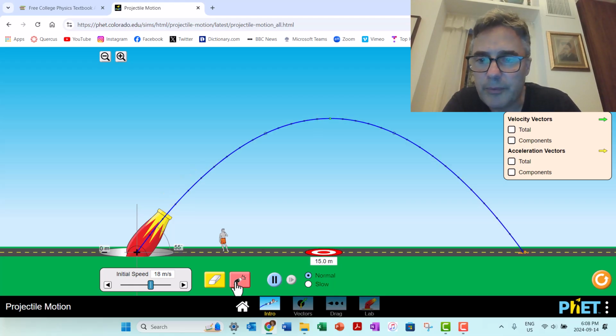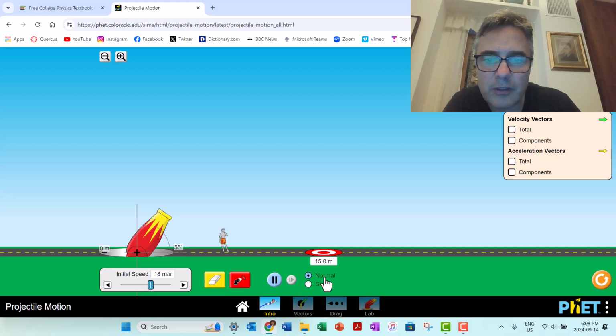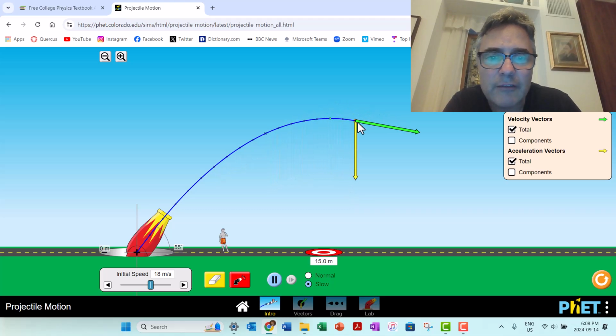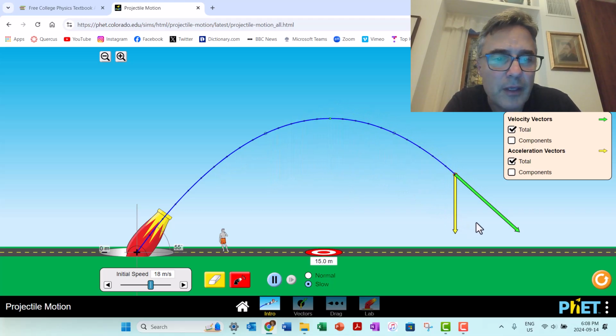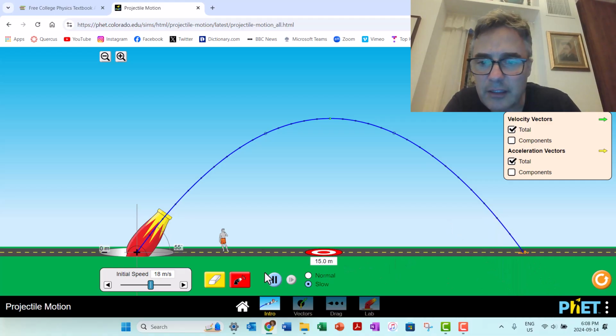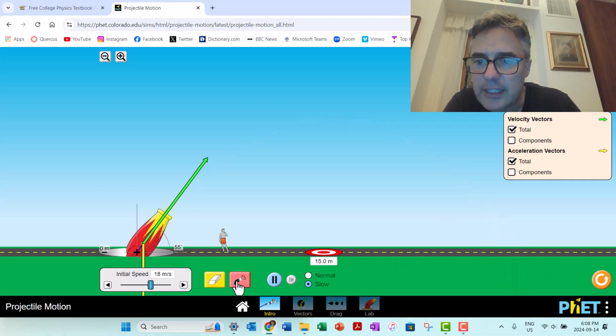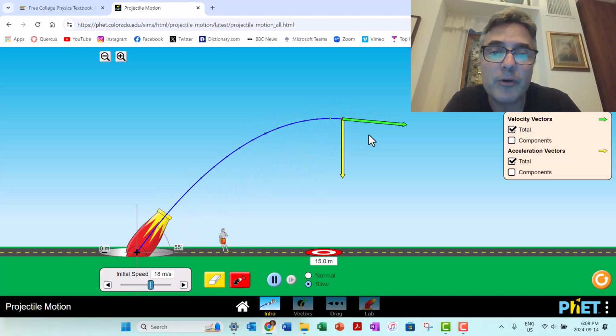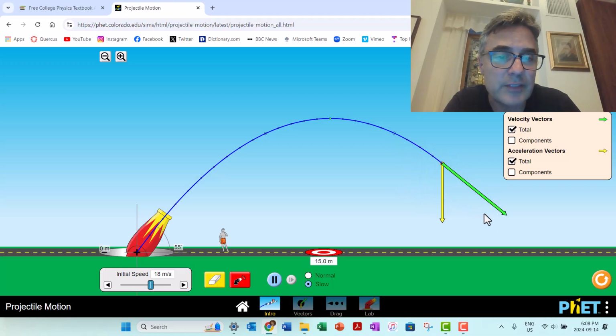What we could do now is do that in slow motion, and we will show the velocity vector and the acceleration vector as it's moving. So there you go. The green vector is velocity, tangent to the path, and the yellow vector is the acceleration. What's interesting is that yellow vector is always the same. It's just 9.8, and it's always vertical. There's no x component of the acceleration, it's just vertical. So that's what gives it this shape.